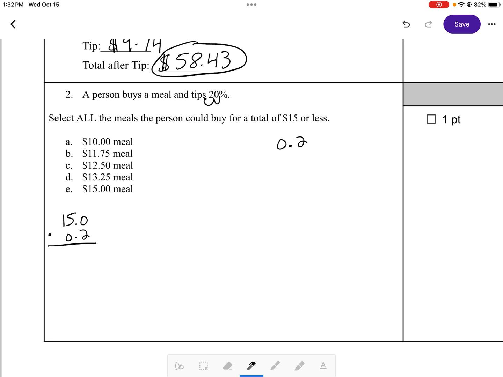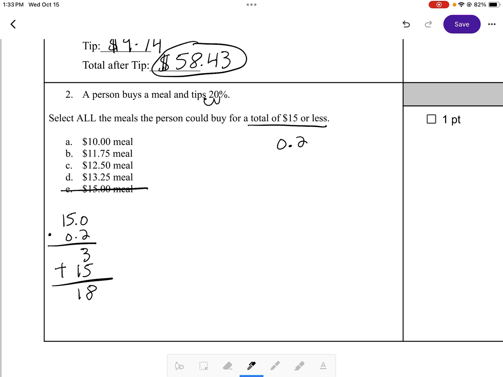And when I do that, I get $3. Now, we need to figure out all the meals a person can buy for a total of 15 or less. That includes 15, but it can't be more than 15. If that's my tip, I need to add 15 to that, and that would give me 18. So that is not less than 15, so E will not work.